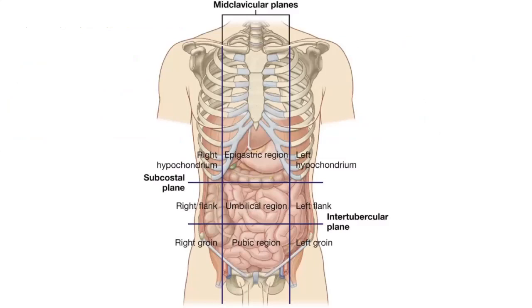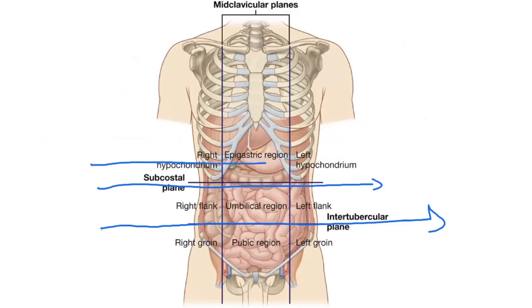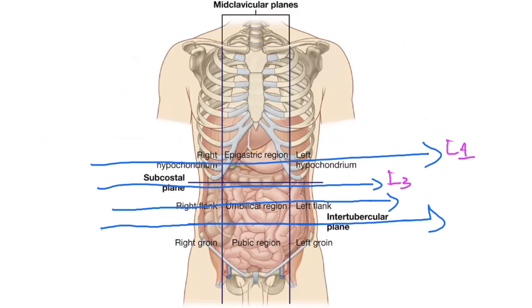You see, this is the intertubercular plane. Subcostal plane, transpyloric plane, and umbilical plane. So the transpyloric plane is L1, the subcostal plane is L3, and the umbilical plane is between L3 and L4. The intertubercular plane is L5. Always remember that.